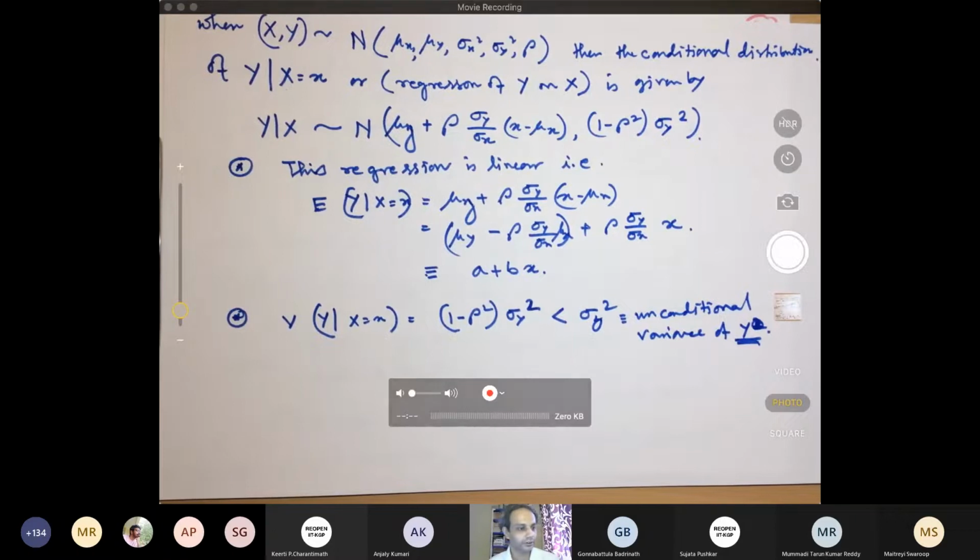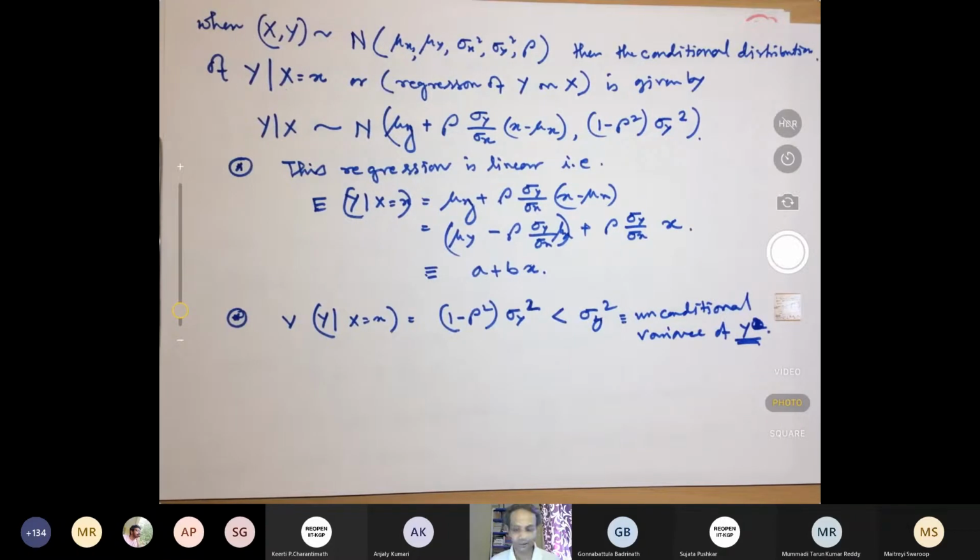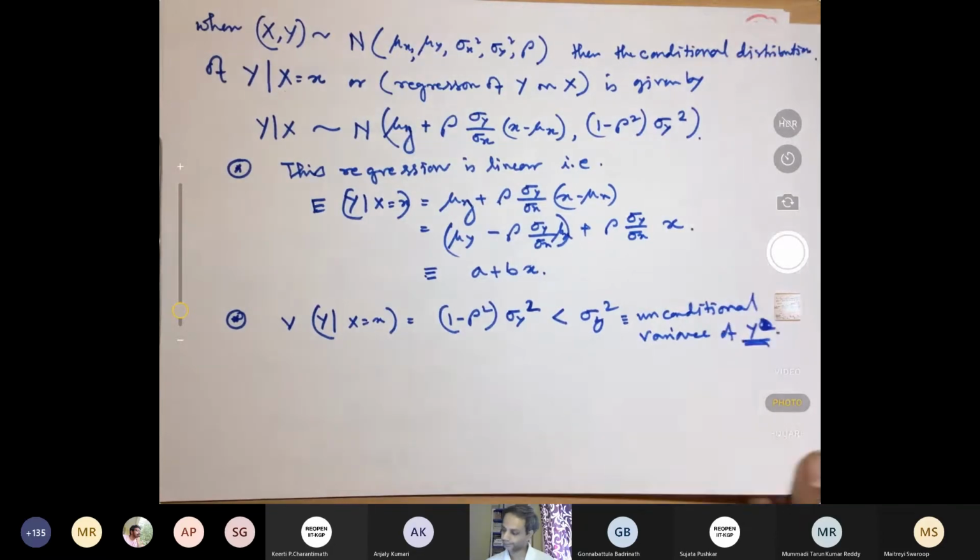Yeah, sorry. Okay, so to identify the conditional distribution, first we need to split the exponent part into a perfect square and the rest, and from there it will be trivial for us to obtain the conditional distribution. So let us do that.